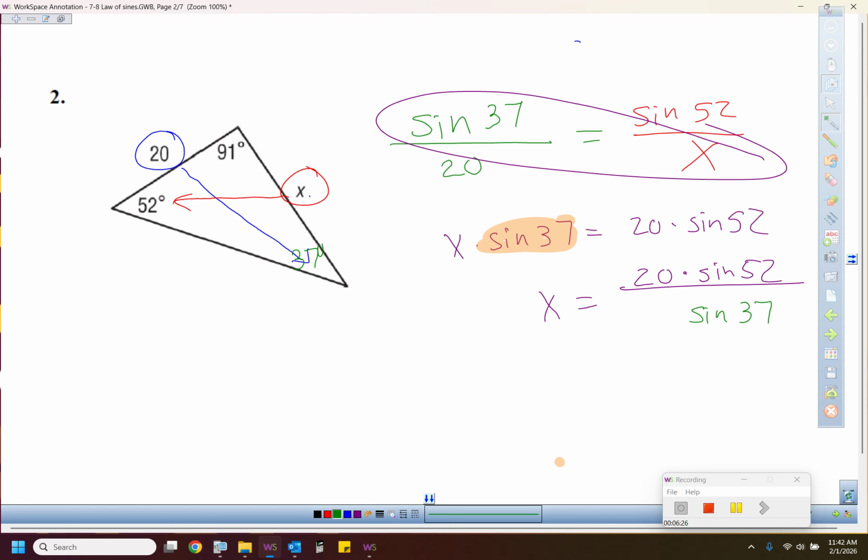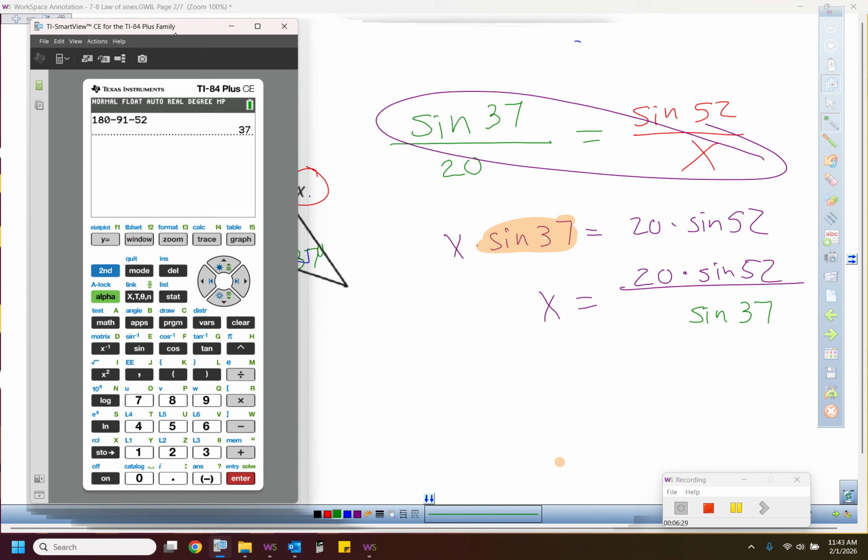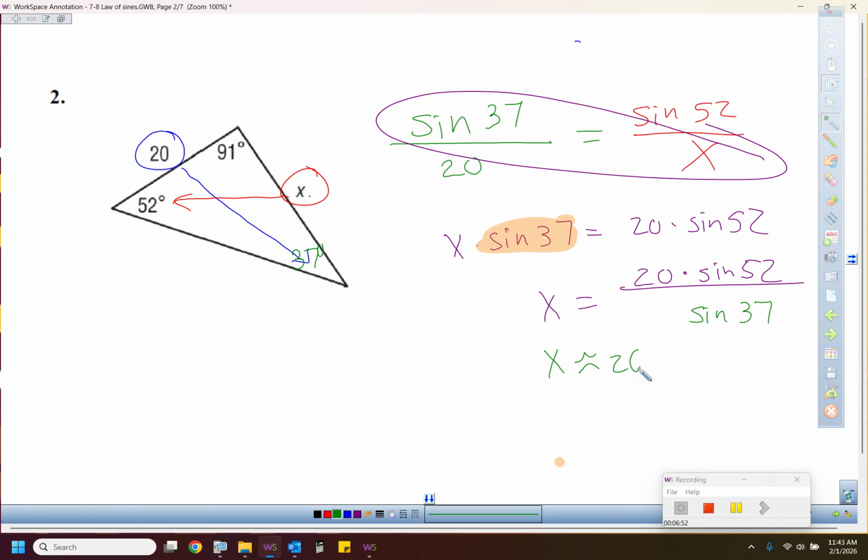So we get it all set up by showing that work, then we punch it in the calculator, baby. I'm going to do the numerator first, so clearing all this stuff out. 20 times the sine of 52, hit equals, and then we will divide that by the sine of 37. Notice I didn't round anything off. I'm just keeping that number, and that's our final answer. That's what we want to round. So x is about 26.2. Yes, again, your calculator has to be in degree mode. He is not degrees because we're not finding an angle measure. We're finding a side length.